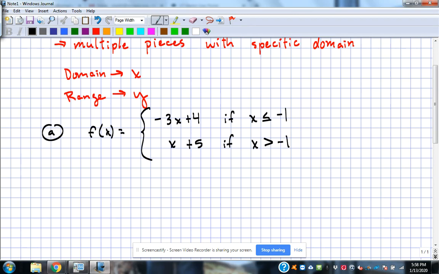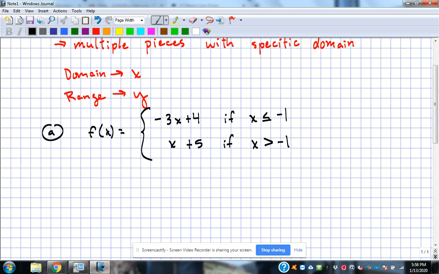So the domain pieces that we spoke about earlier are the specific domains for each piece. This piece looks like that only when x is less than or equal to negative 1. So the domain for the top part is from negative infinity up to negative 1 on the x-axis. And then this piece takes over right after negative 1, because this domain says greater than negative 1. It doesn't say equal to, so it doesn't include the negative 1, but it includes everything after that.